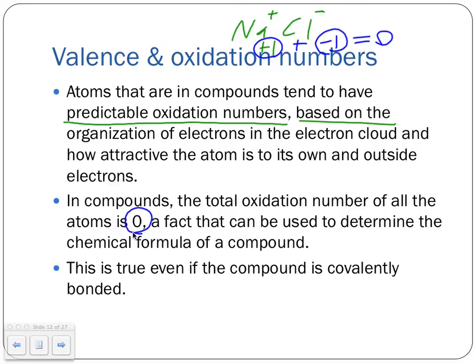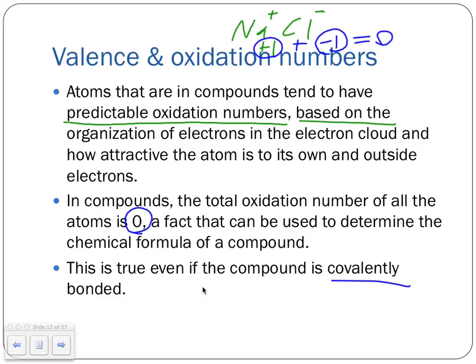Now, this is true even if the compound is covalently bonded. So we've been dealing with these ionic bonds, ionic compounds, but all these rules about oxidation numbers are also true in covalent compounds, even though in covalent compounds the atoms don't completely ionize.